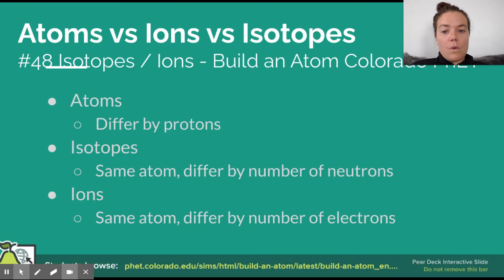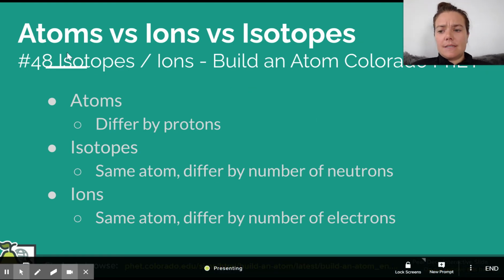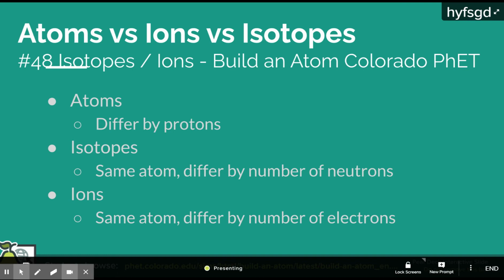All right, so I'm going to walk through very quickly the 2 assignments that you have this week. The first is number 48, isotopes and ions, build an atom, Colorado PhET. This is an assignment that you worked on.